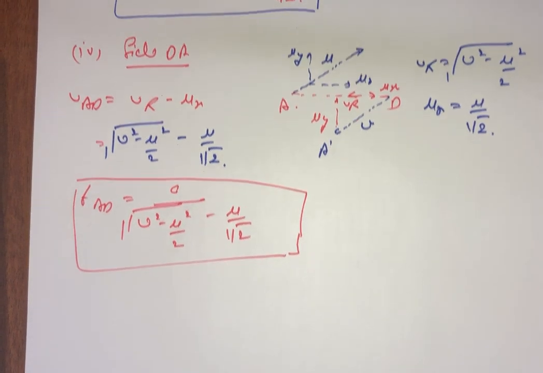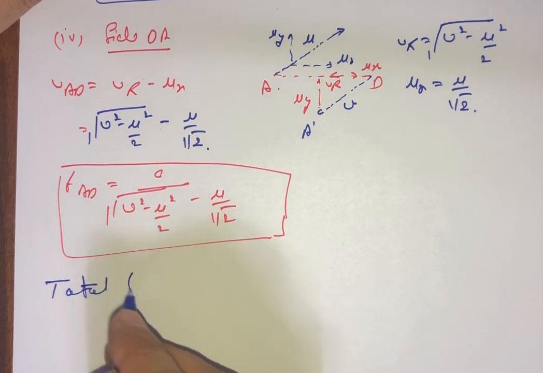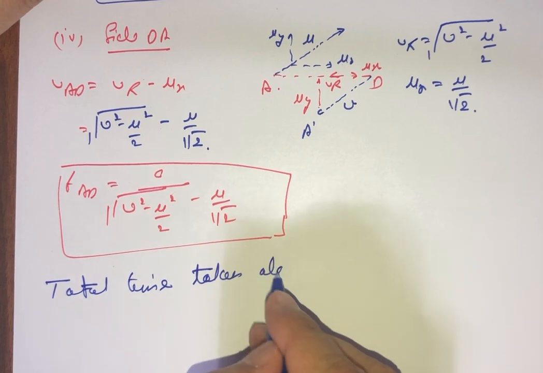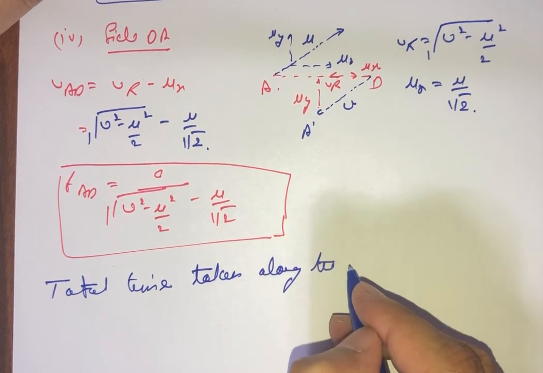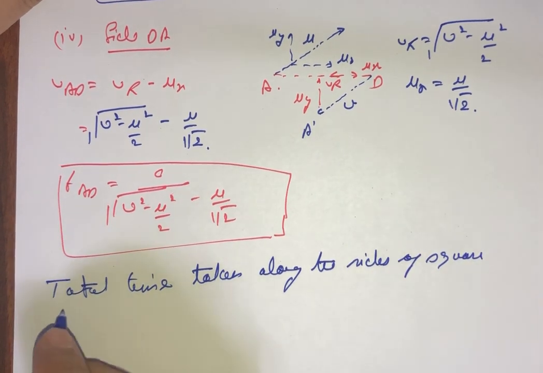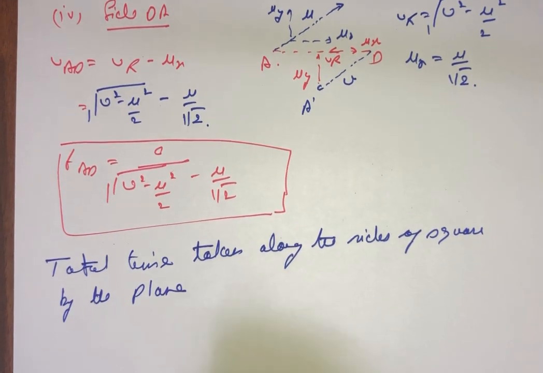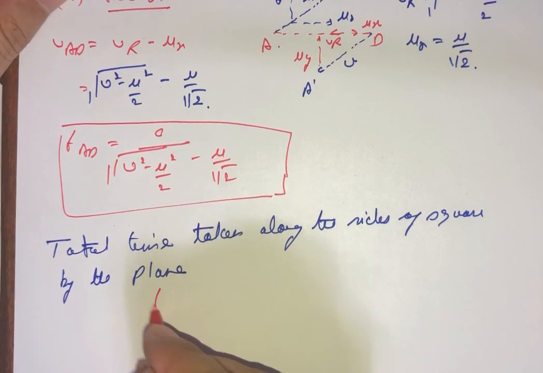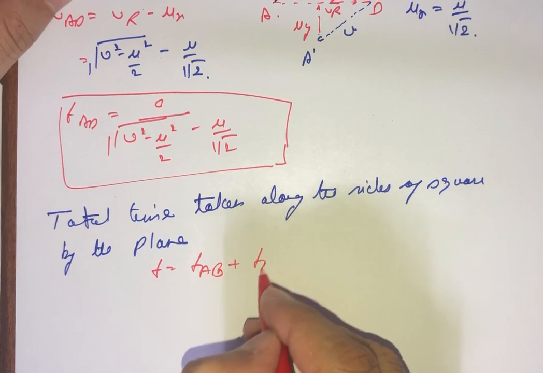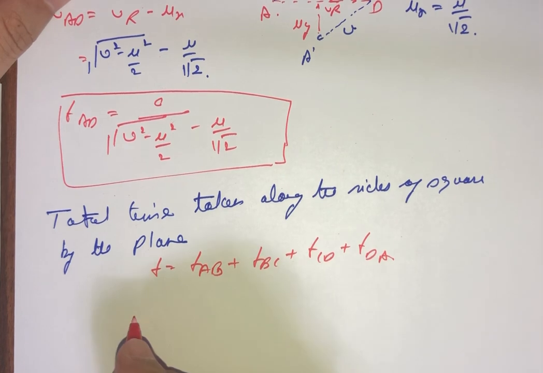Finally, we are going to add all the times. So we can say total time taken along the sides of the square by the plane. Okay, so we will add all the times. T will be equal to TAB plus TBC plus TCD plus TDA.